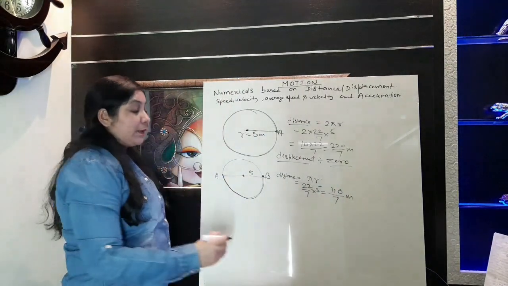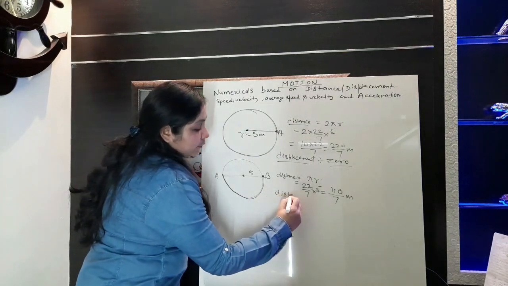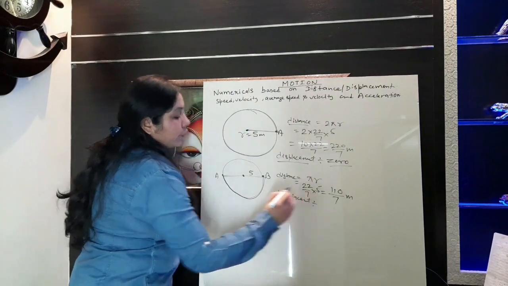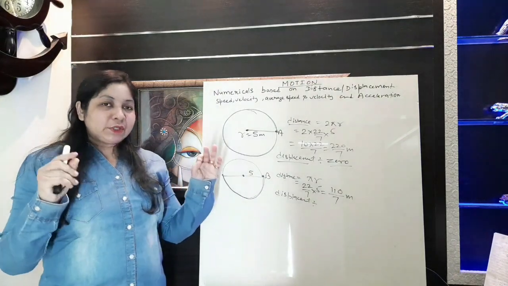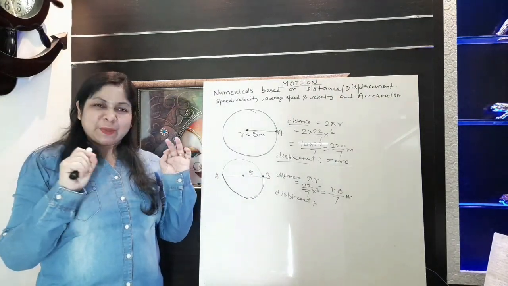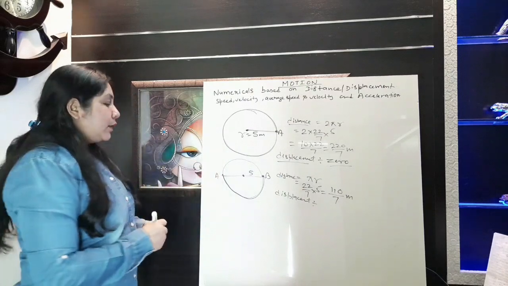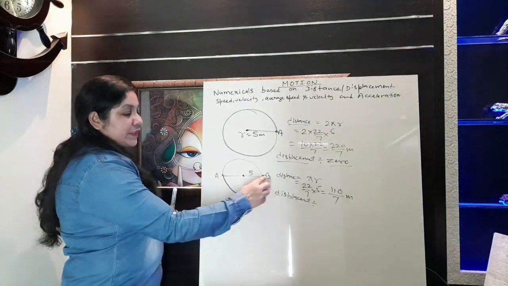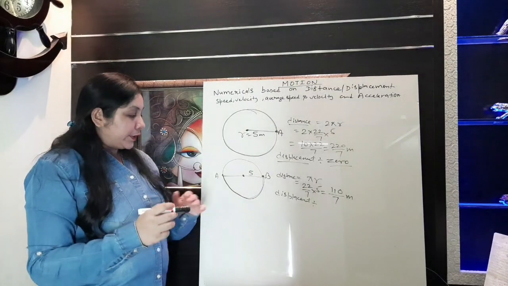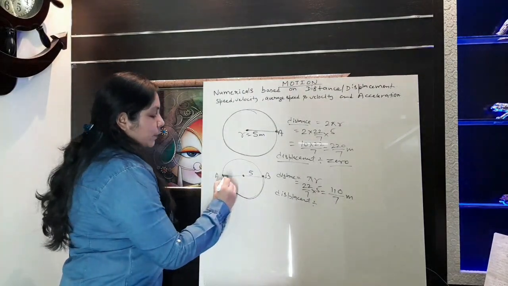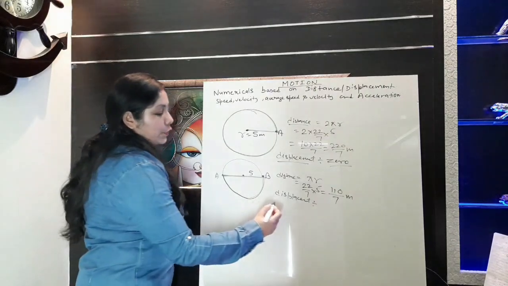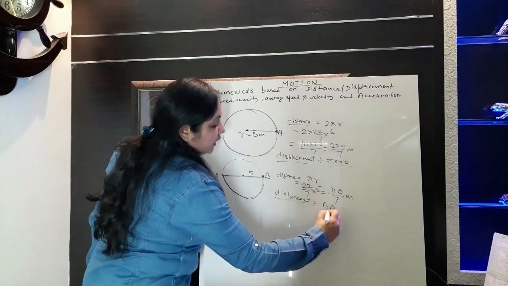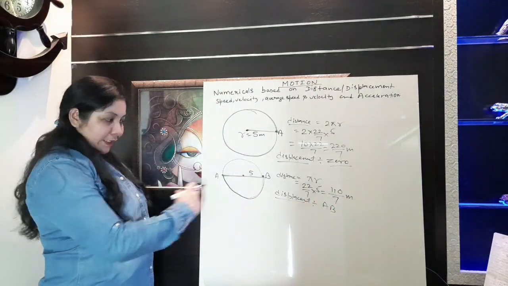Okay, and at the same time, if you want to find the displacement here, then displacement is the shortest path between the initial and final point. This is your initial point, this is your final point. What is the shortest path between them? This is the diameter of the circle here. So here the displacement will be equal to AB, the length of AB.